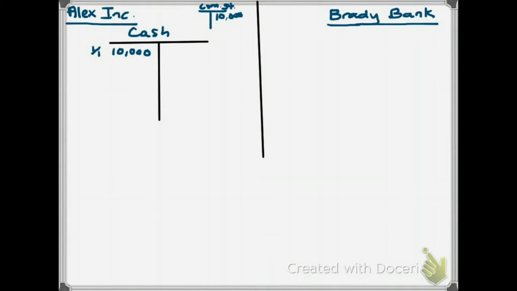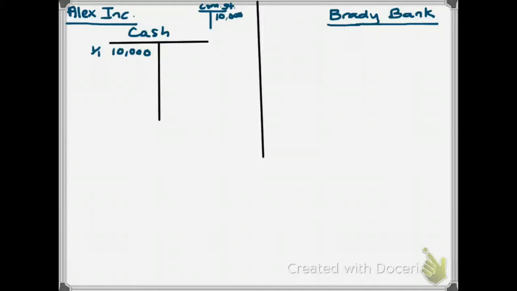Now that is the entries that we make in our journal and then post to the ledger. But in practicality, what is Alex Inc. going to do? We're not going to keep that $10,000 cash lying around, and most likely we didn't receive cash, we received a check. So the first thing we do is we go to Brady Bank, which is where we bank.